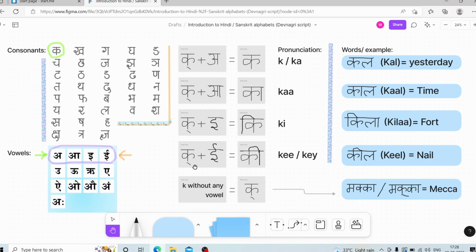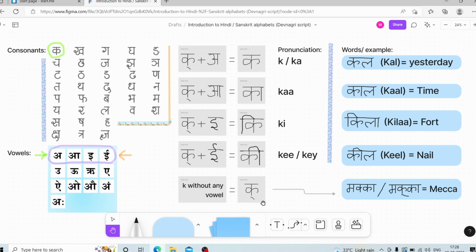And then K plus badi E, Ki. The example of it is Keel. I am putting more stress on E here. Keel, pronounced as Keel, means nail. The nail which is hammered.